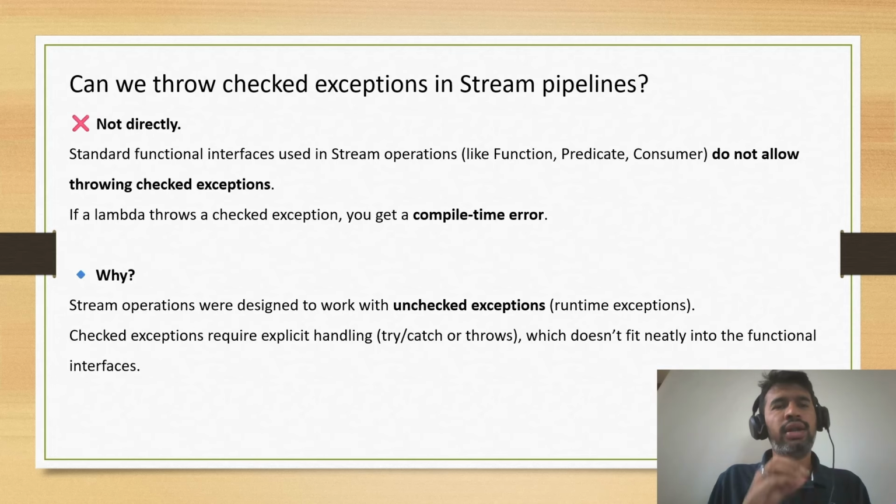So you can't directly throw the checked exception from the stream pipeline. It is not possible. It will give you a compile time error, because stream operations are designed to work with unchecked exceptions or runtime exceptions. Checked exceptions require explicit handling, which does not fit neatly into the functional interfaces. So that's why it is not recommended to throw. If you throw a checked exception, you will get a compile time error.